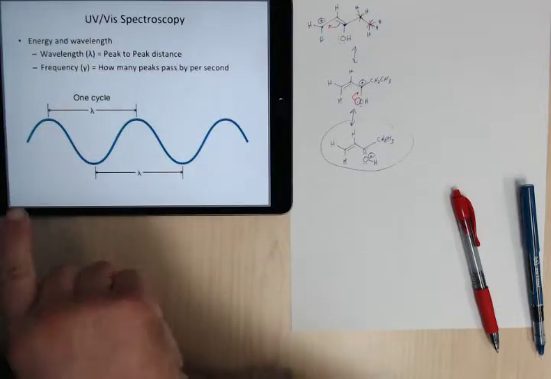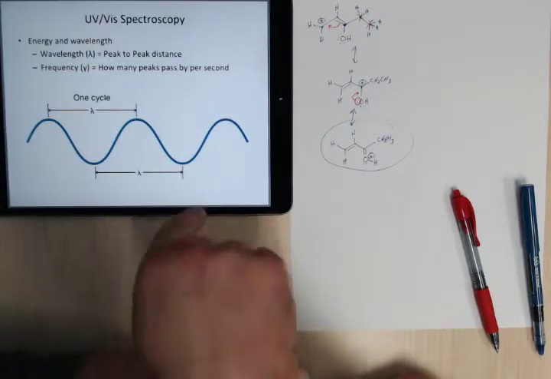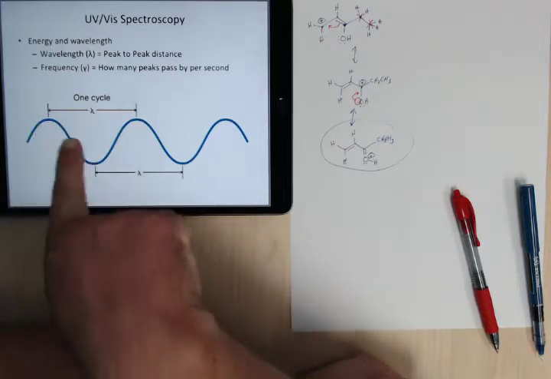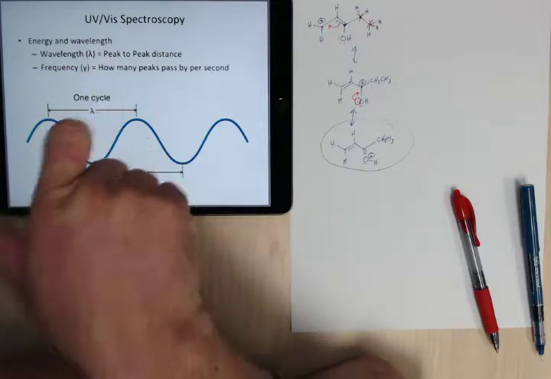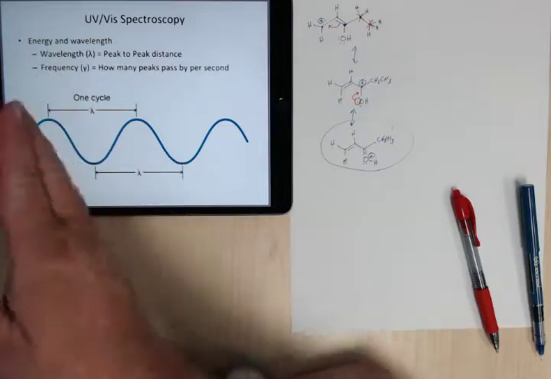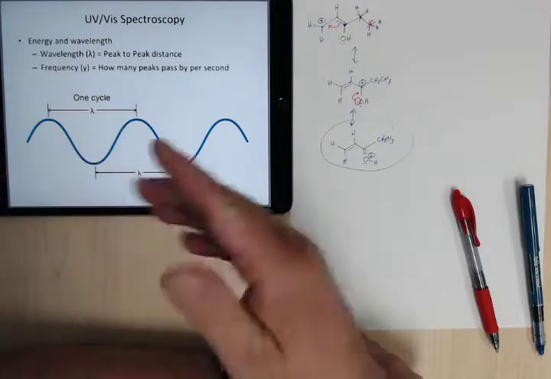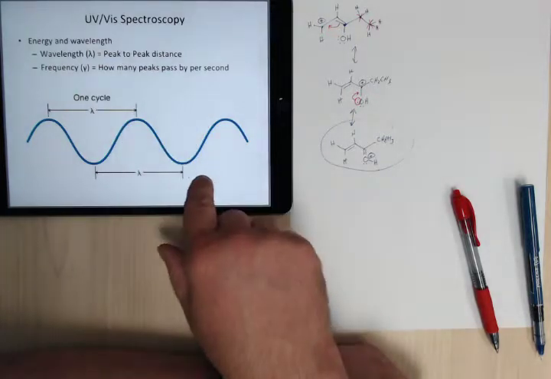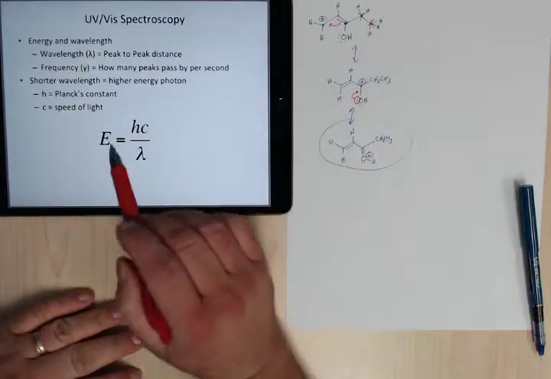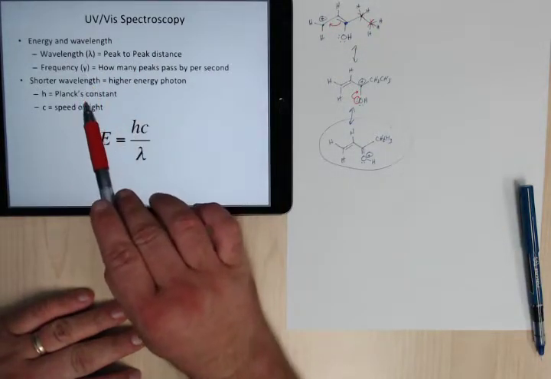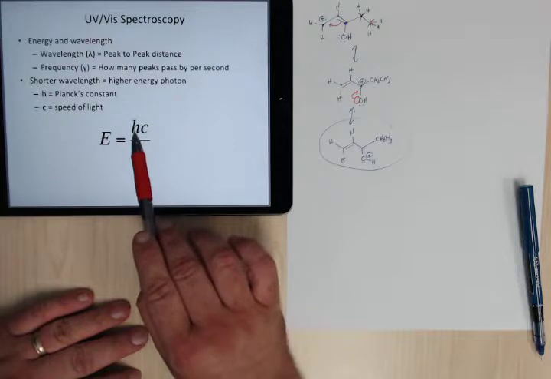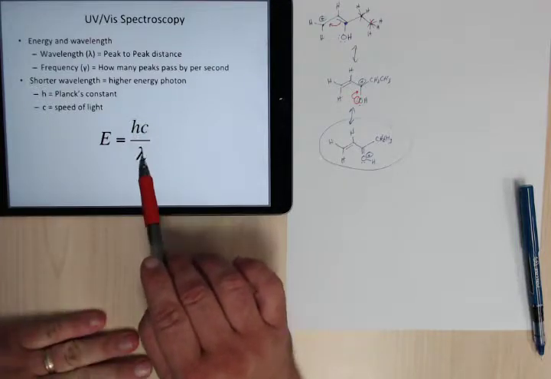Now, just as a reminder, when we're talking about light, we can talk about wavelength, which is peak to peak, or trough to trough, and it's usually in nanometers or something like that. Now, the frequency is, as it's moving along, how often do you get a peak? How many peaks per second? And if you want to look at energy, you end up getting this equation where energy is equal to Planck's constant, which is just a number, times the speed of light divided by the wavelength.